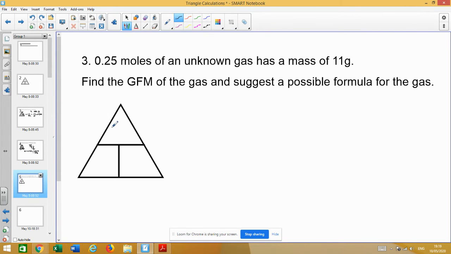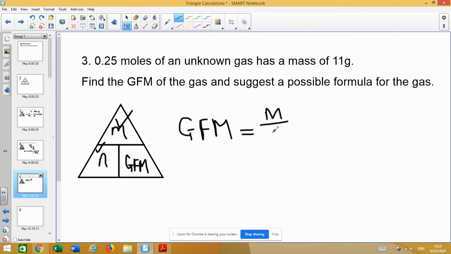This is a bit more problem solving question when it asks you to find the GFM. So we've got mass, number of moles, and GFM. This question is telling us we've got 0.25 moles of an unknown gas, which has a mass of 11 grams. So we know the mass and we know the number of moles, so we can work out the GFM. So mass divided by number of moles, 11 divided by 0.25, and that gives us 44 grams per mole.